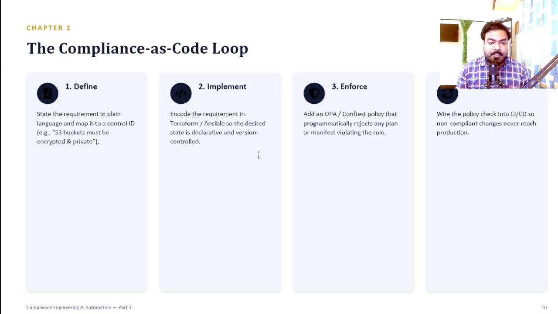Every compliance as code control follows the same four-step loop. First, define: write the requirement in plain language and give it a control ID. For example, S3 buckets must be encrypted and private. Second, implement: encode that in Terraform or Ansible so the compliance state is the declarative version control default. Third, enforce: write an OPA or Conftest policy that programmatically rejects any plan that violates the rule. And fourth, gate: wire that policy check into CI/CD so a non-compliant change physically cannot reach production. Define, implement, enforce, gate. We are about to walk through this loop with a real example.